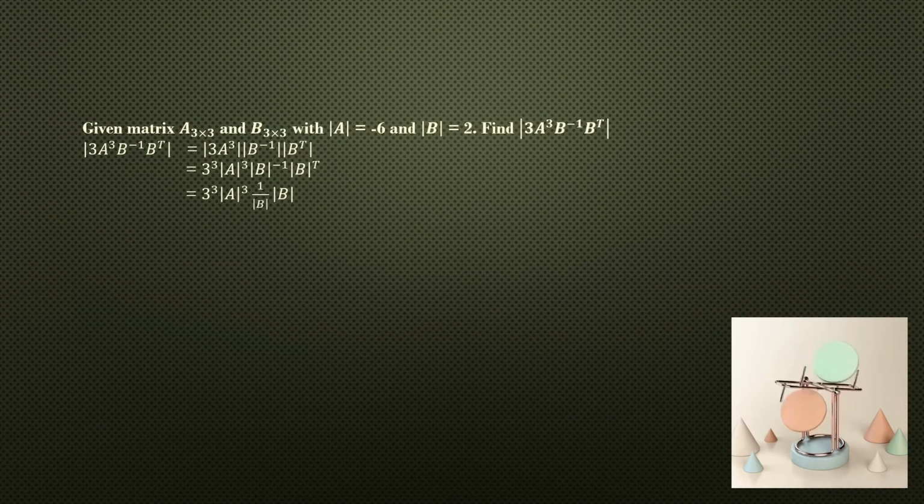Determinant B inverse can be converted into 1 over determinant B, and determinant B transpose is actually equals to determinant B. Substitute the value, calculate them, and bam! The answer is -5832.